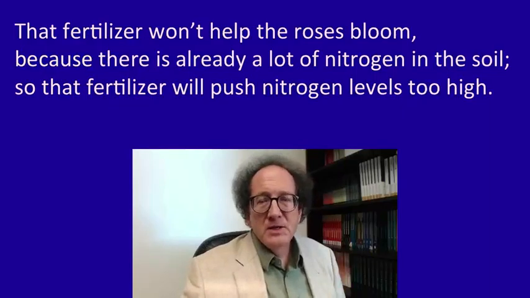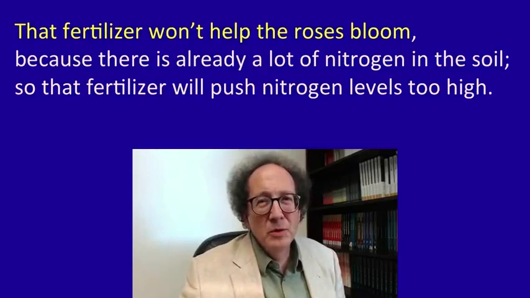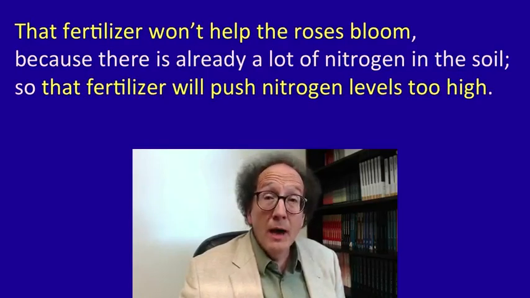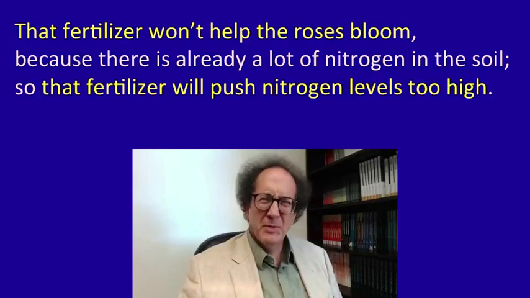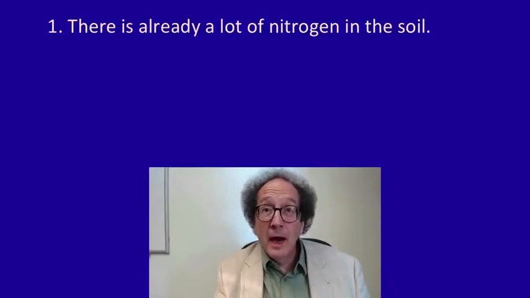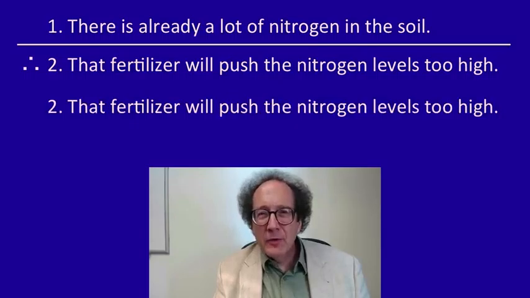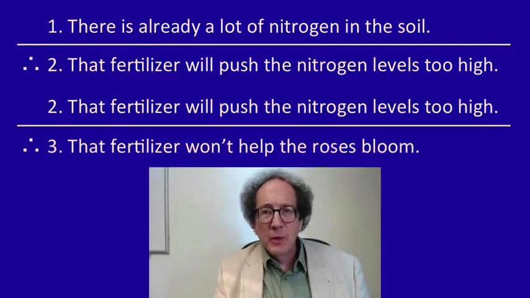The trick here is that there are really two conclusions. One conclusion is that the fertilizer won't help the roses bloom, and another conclusion is that the fertilizer will make the nitrogen levels too high. But each argument's just supposed to have one conclusion. So how are we going to put this into a structure? The solution is that there are two arguments. One is that the nitrogen levels in the soil are already high, therefore adding the fertilizer will make them too high. And the second argument is that adding the fertilizer will make the nitrogen levels too high, therefore the fertilizer will not make the roses bloom.